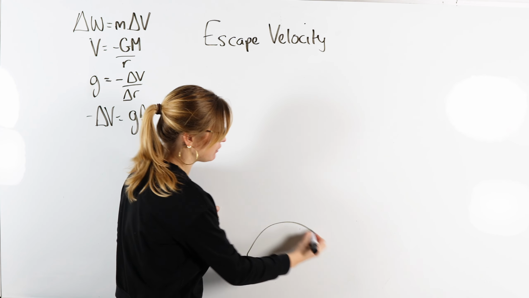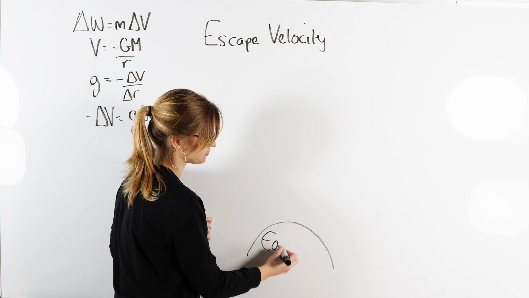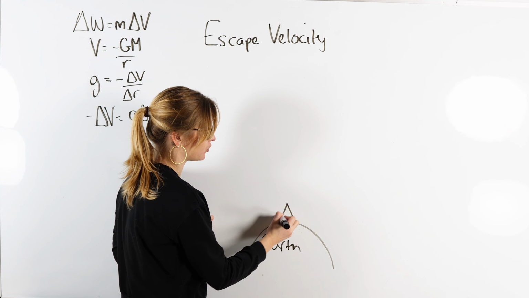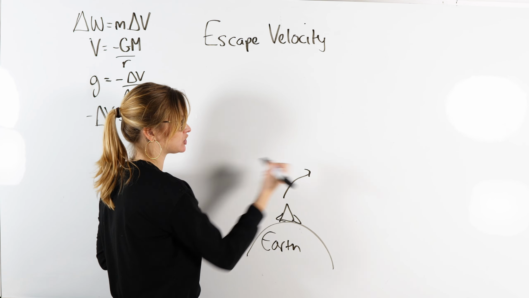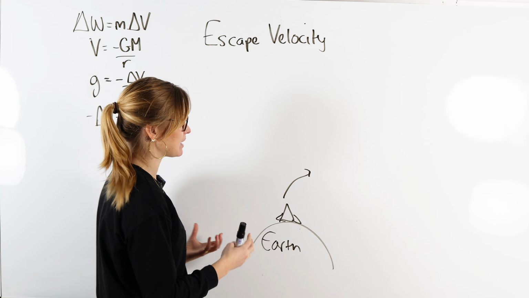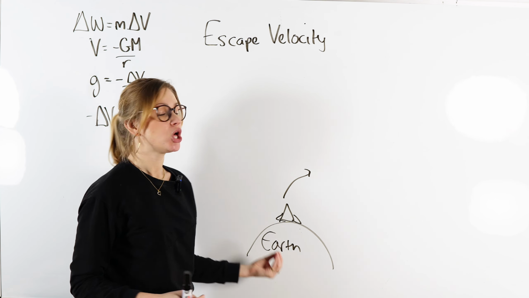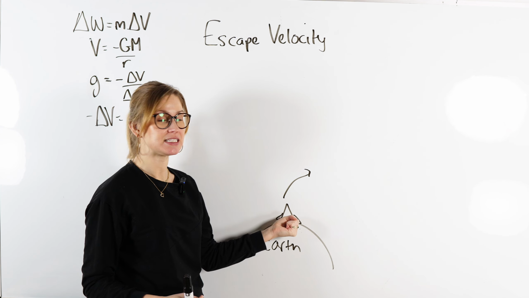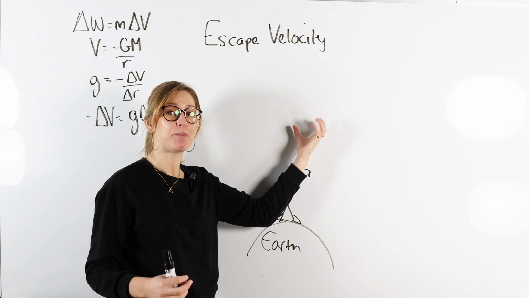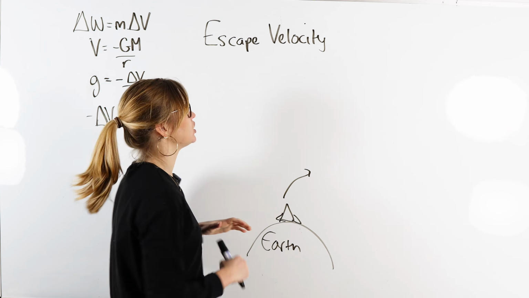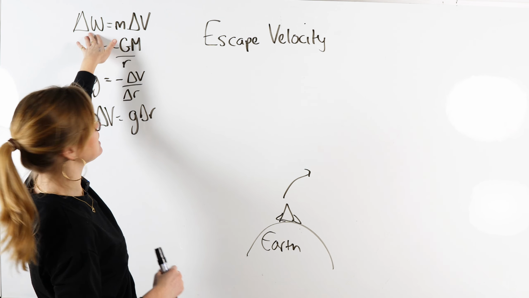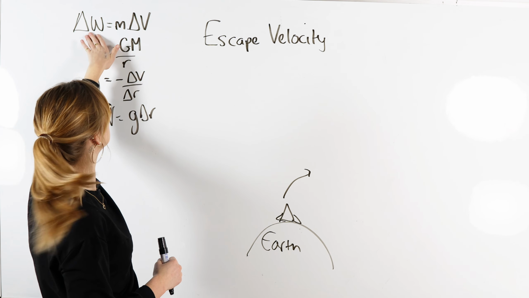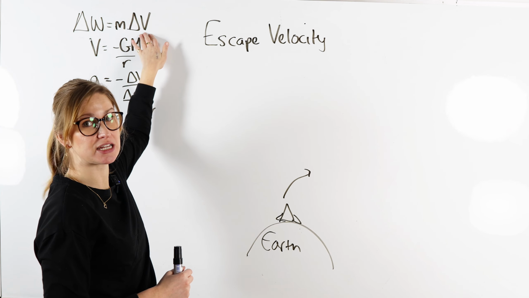So for example, if we have the Earth and I have a rocket on the top of the Earth and I want that rocket to go out into outer space, I want to completely escape the gravitational pull of the Earth. We want to know how much energy that rocket needs to completely escape that pull of the Earth. Okay? So if we look at our equations, what we can see here is change in energy is equal to mass times the change in potential.